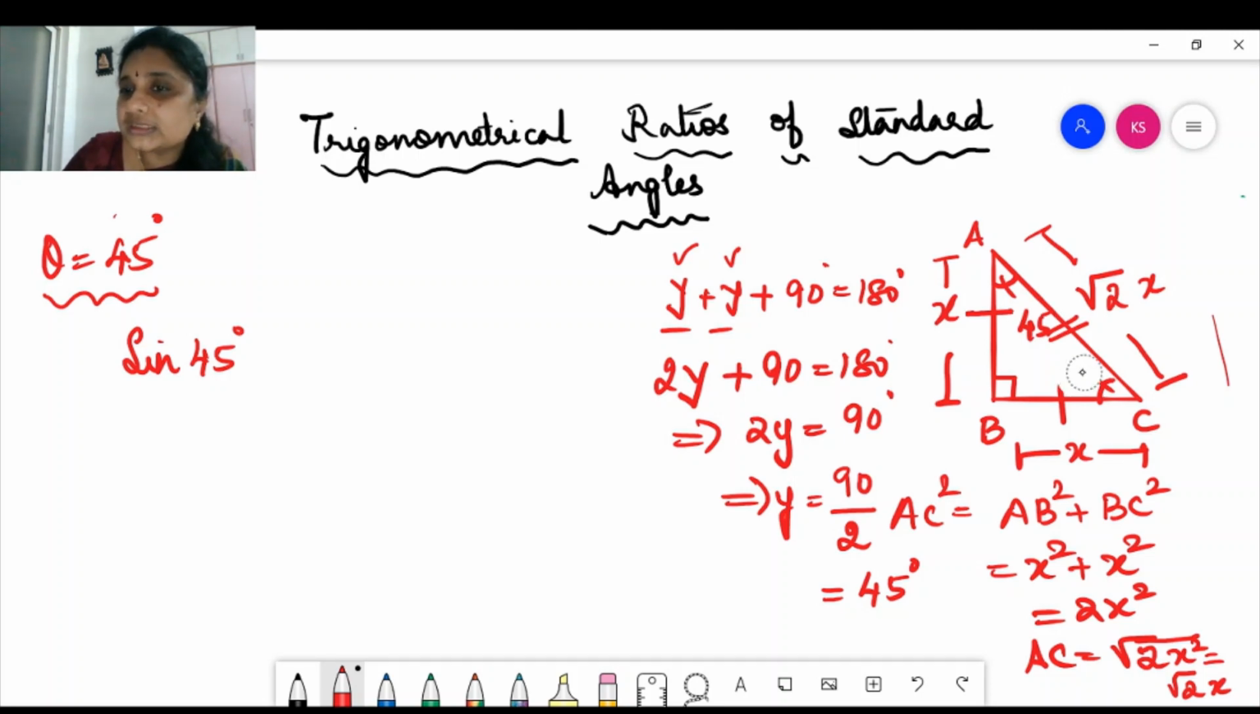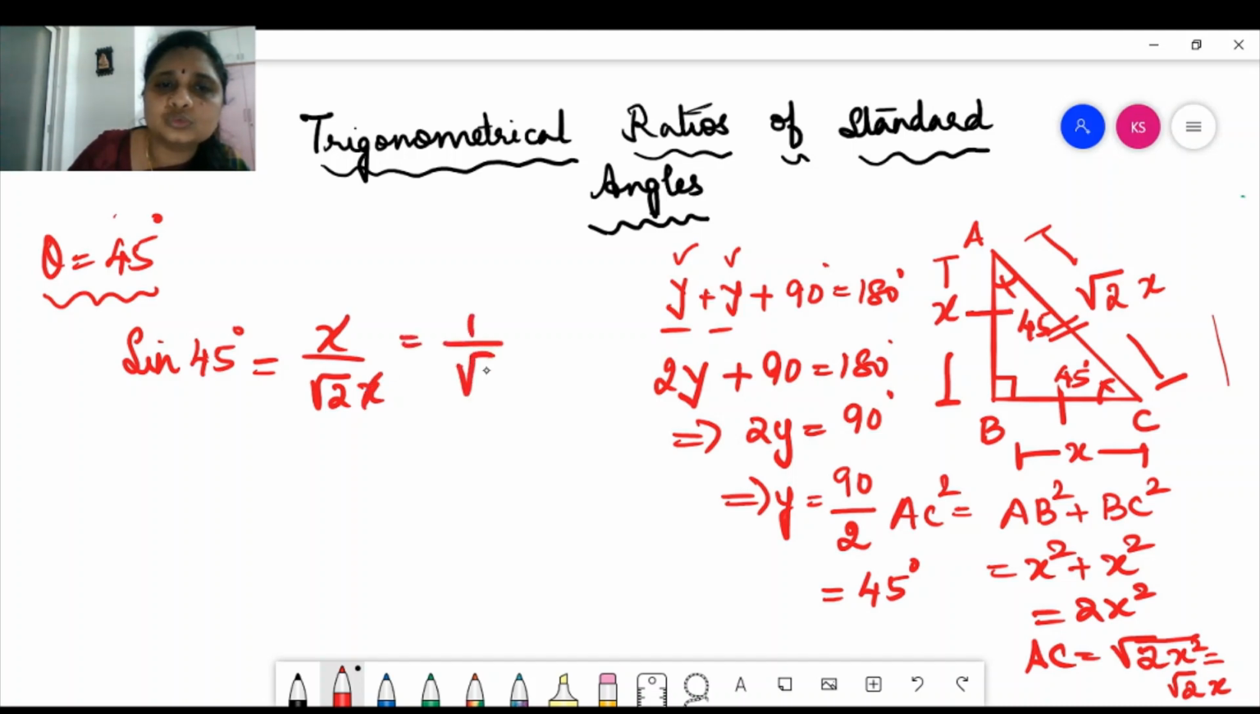So with this, we will quickly find the T ratio values. Sine 45, for this 45 degree angle, I'm going to find the T ratio value. Sine 45 is opposite by hypotenuse. That is nothing but x by root 2 x. That's nothing but 1 by root 2. Again and again, I repeat, we have to simplify the ratios and express them in the simplest form. So it's going to give me 1 by root 2.